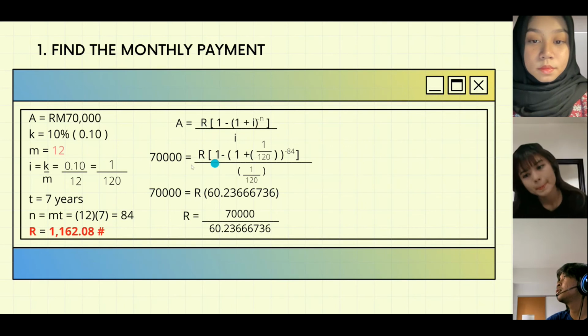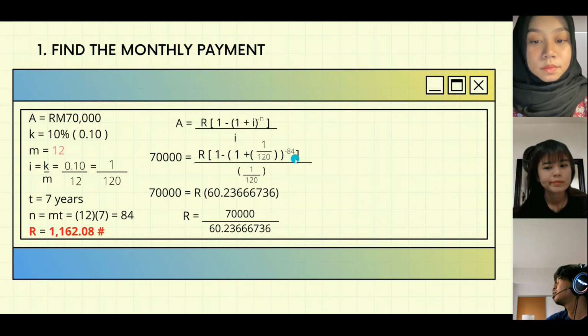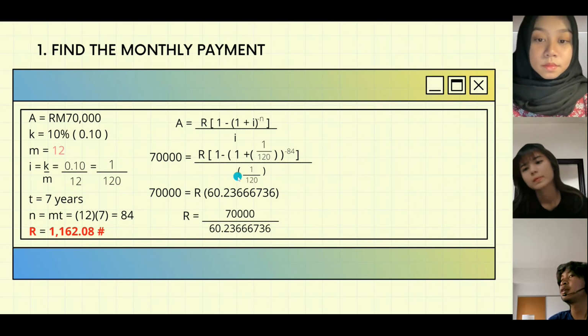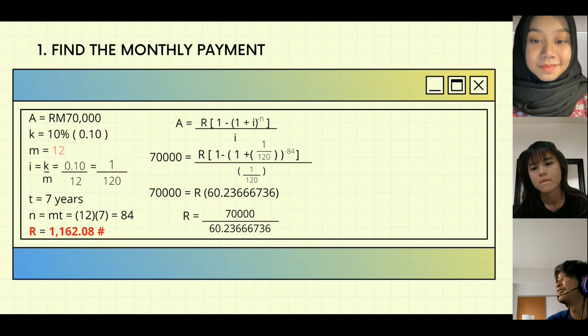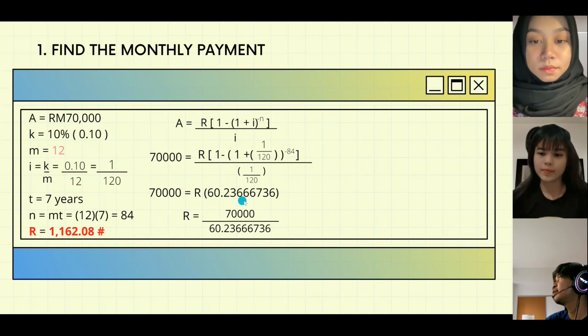So here we see it will be 70,000 equals R, bracket 1 minus bracket 1 plus 1 per 120, and close the bracket, to the power of negative 84. And then we divide by 1 per 120, and we get the answer for the bracket, which is R bracket 60.236666736 and close the bracket.